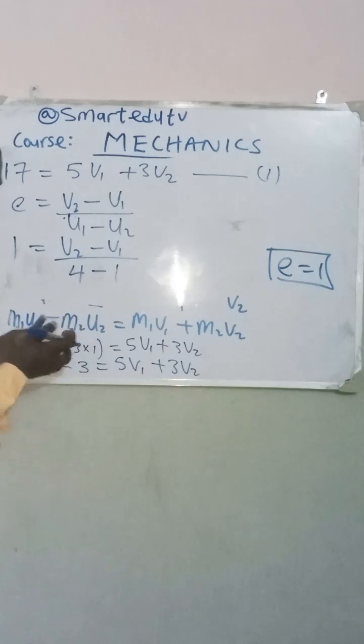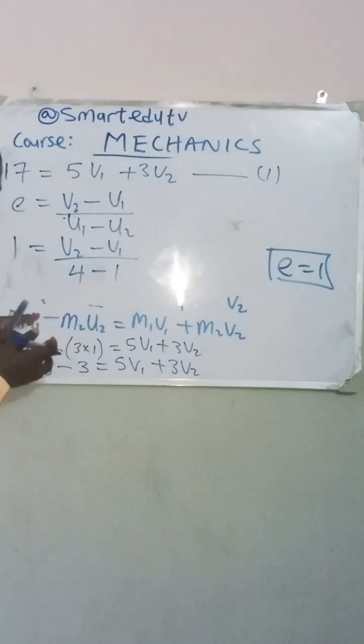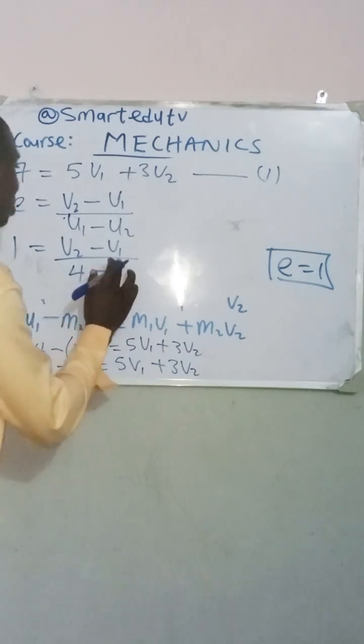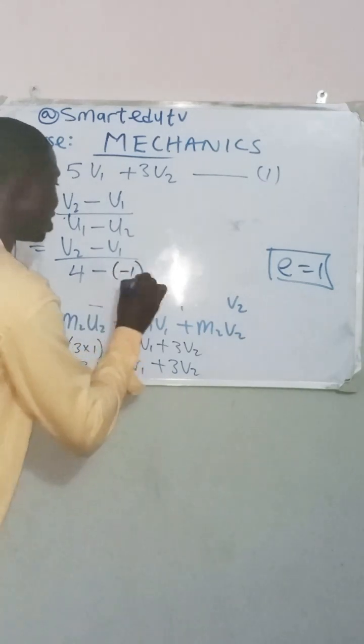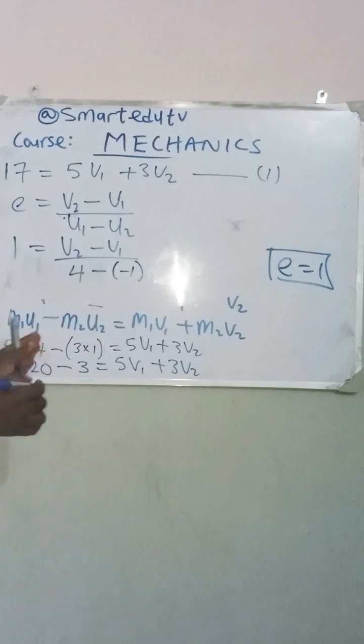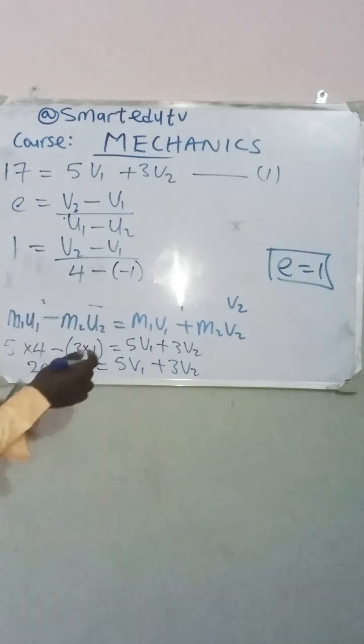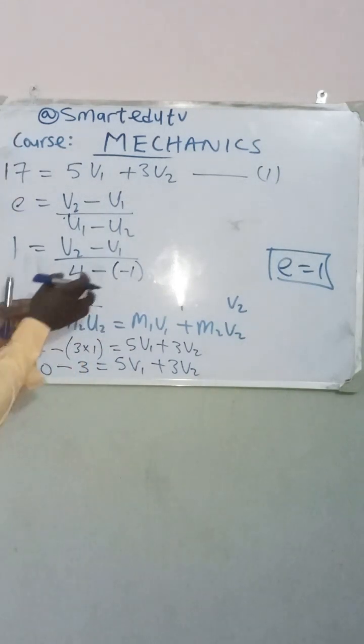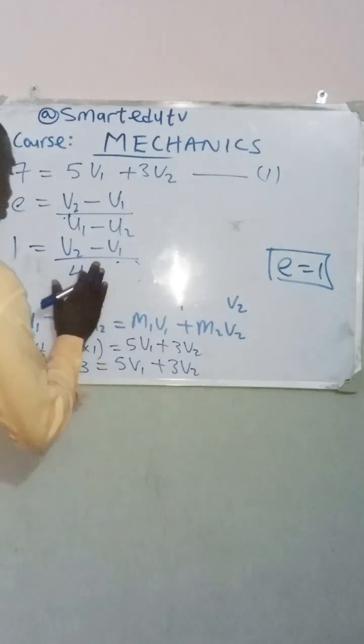But for the U2, you can see it is negative. So minus 1. So that's minus 1, because of the direction. The direction is going towards the left. So we are having minus 1. So at the end of the day, this will give us 4 plus 1, which is 5.